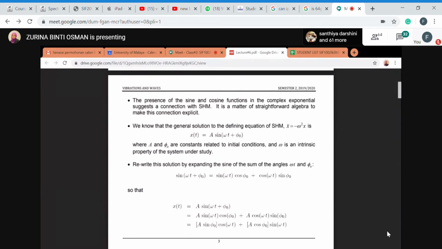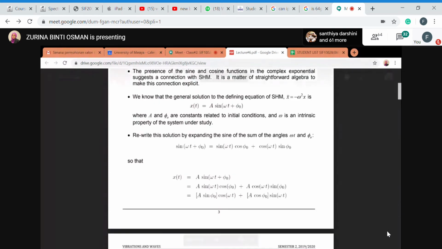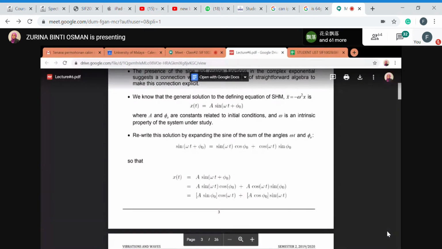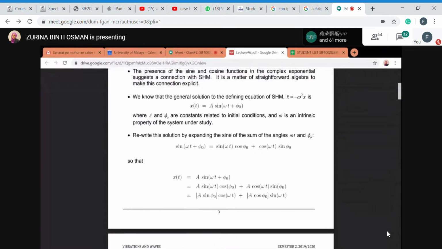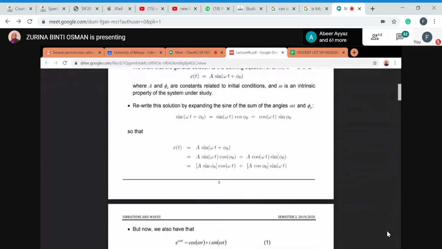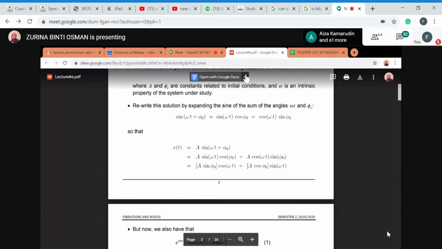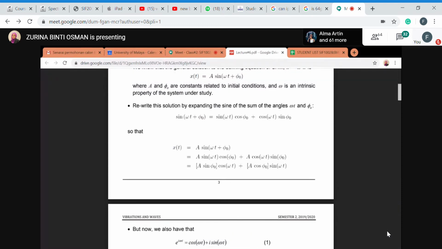So from here we can turn this equation in terms of the complex function. We will do it now. We write this solution by expanding the sine of the sum of the angles ωt plus φ0. When you expand this using the trigonometric identity, it is equal to sin ωt cos φ0 plus cos ωt sin φ0.